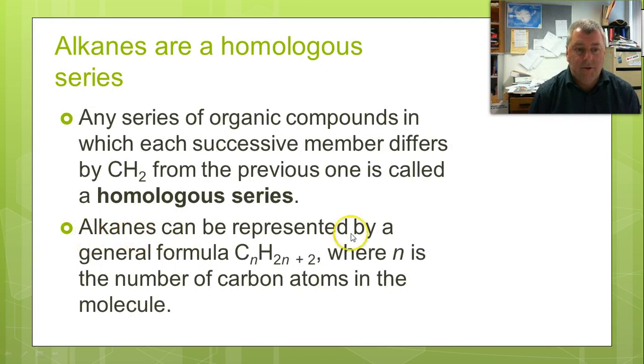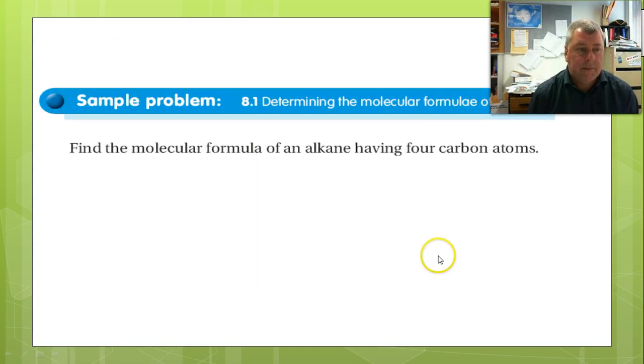And alkanes can be represented by a general formula, CnH2n+2, where n is an integer. So if n is 2, this is 2 times 2 plus 2, which would be 6. Now that formula is on your information sheet, so you don't have to remember that, but that's why it's a homologous series, because it has that formula and it differs by CH2 each time.